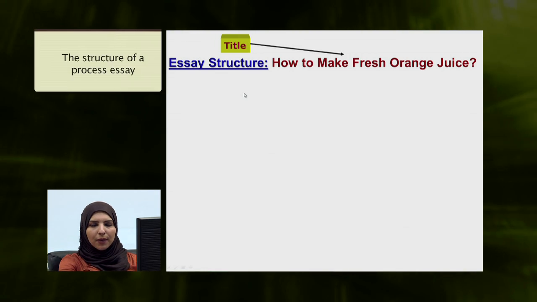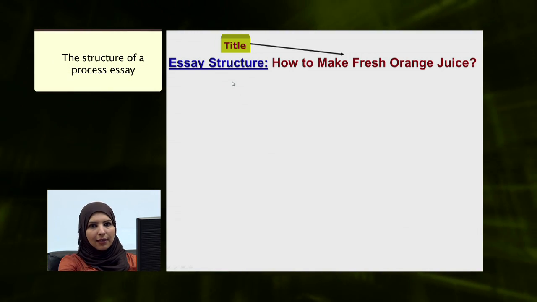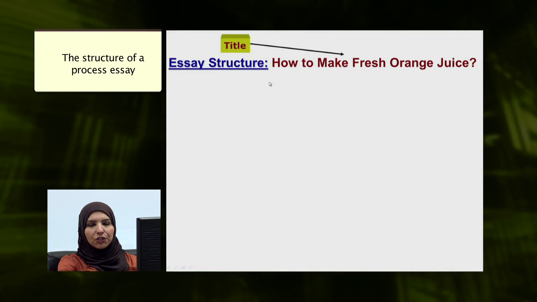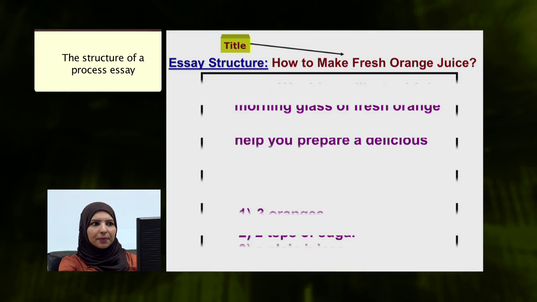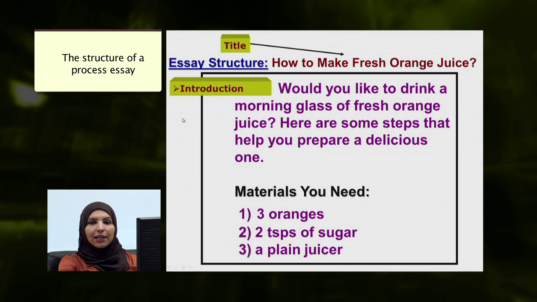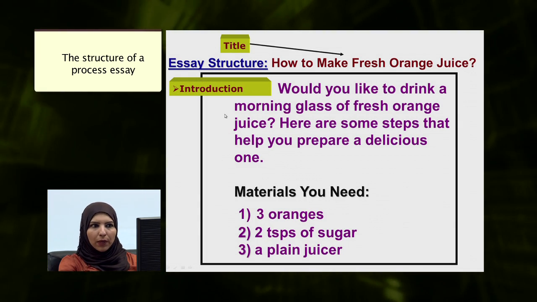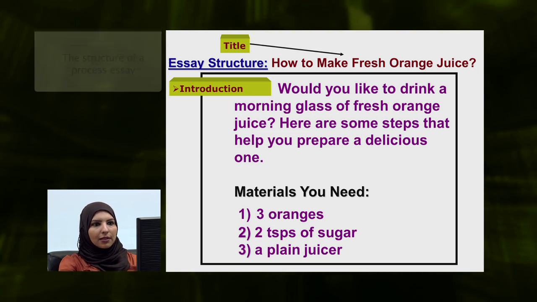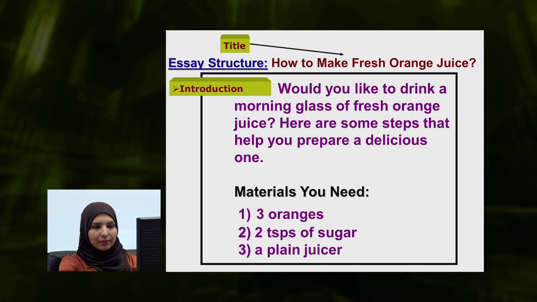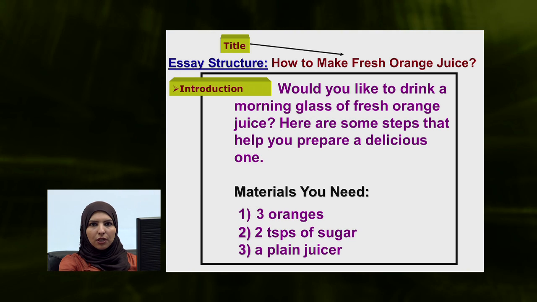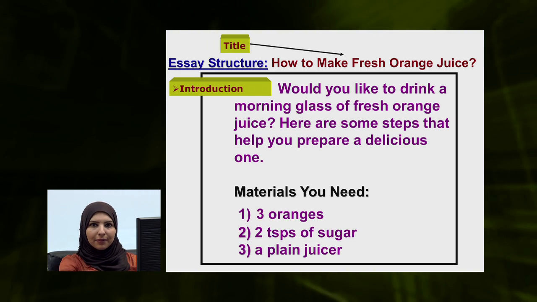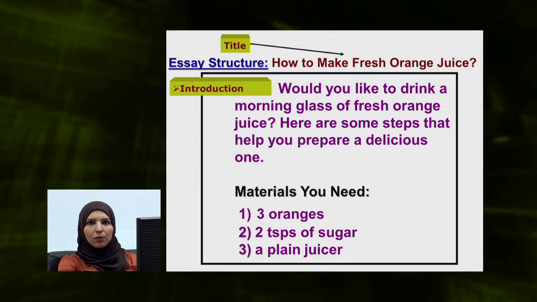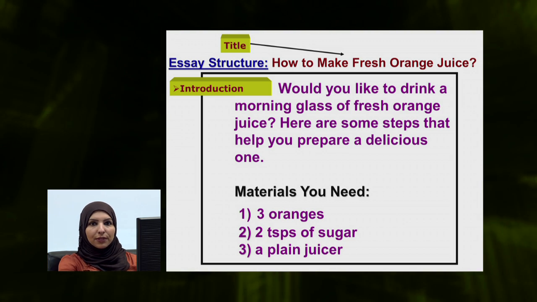Once you write a how-to essay, you should start it with a title like any other type of essay. And here the title is How to Make Fresh Orange Juice. Then you write your introduction like the following one. Would you like to drink a morning glass of fresh orange juice? Here are some steps that help you prepare a delicious one. So in your introduction, you tell the reader what you are going to explain. And you also tell them that you are going to provide them with some steps to help them follow your instructions.